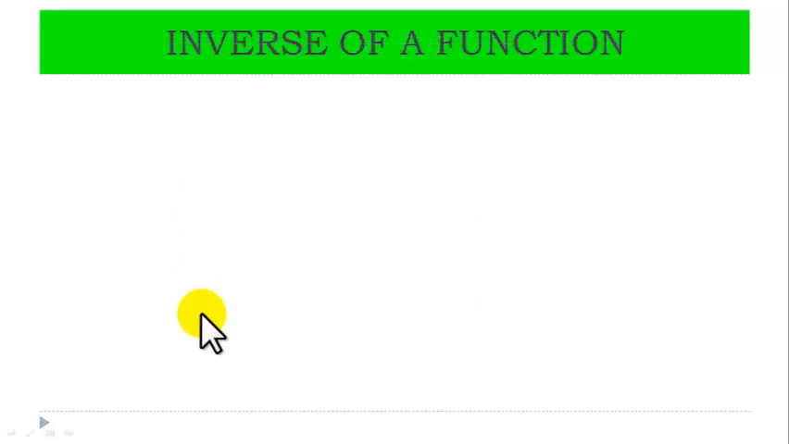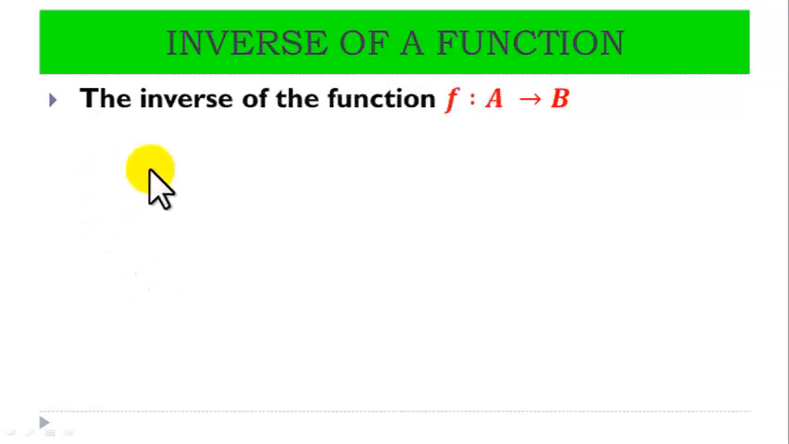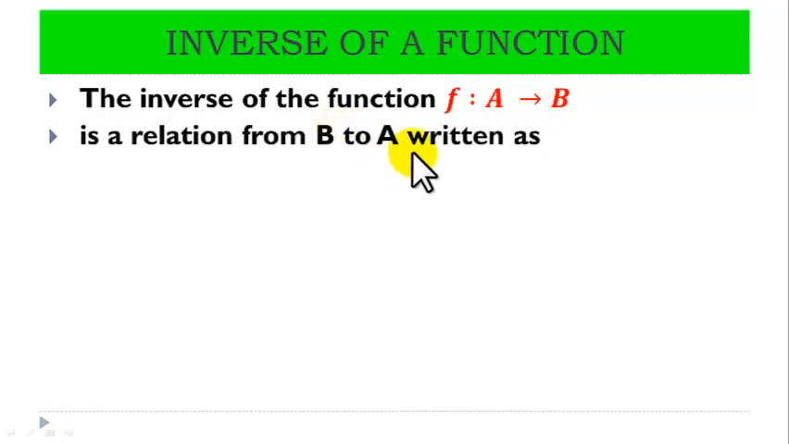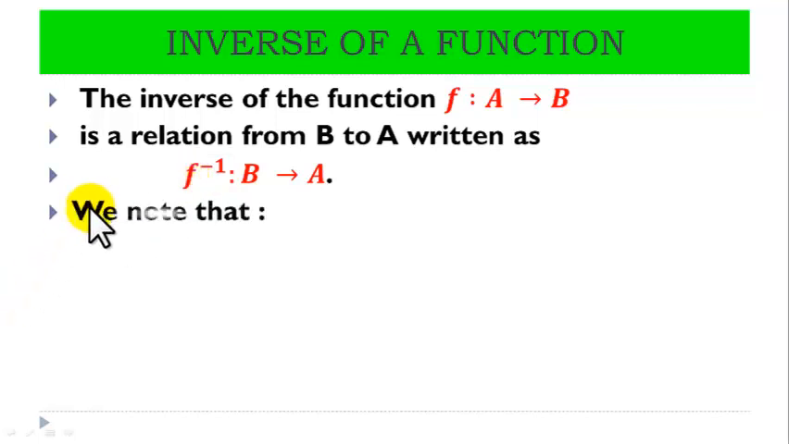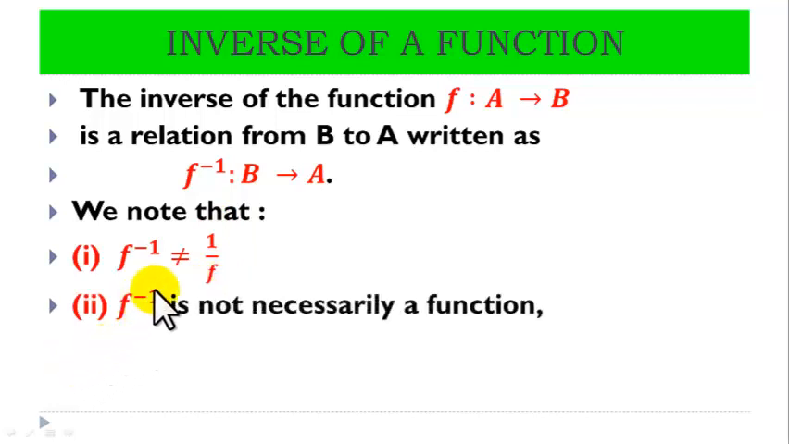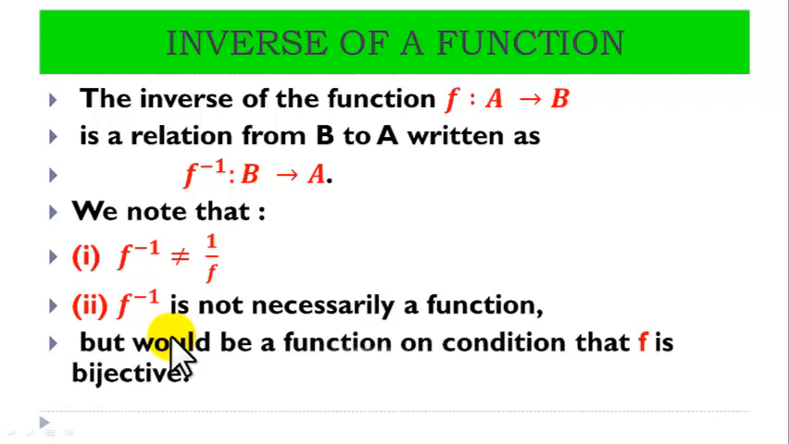Inverse of a function. The inverse of the function f from A to B is a relation from B to A, written as this. We note that 1. The inverse of f is not equal to 1 over f. And 2. F inverse is not necessarily a function. However, f inverse will be a function if f is a bijective function.